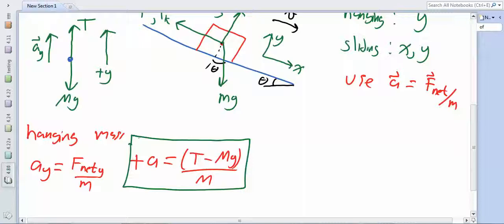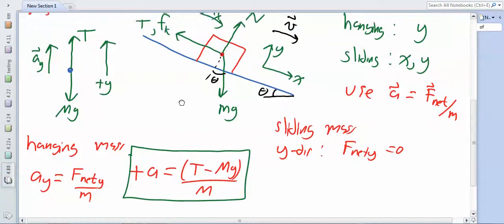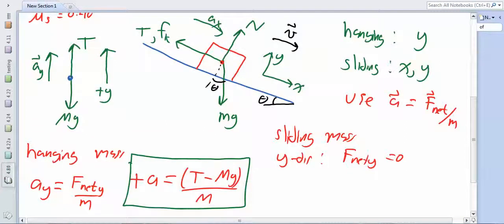So for the sliding mass, in the y direction, the net force is going to be equal to 0 because there's no motion in the y direction. That would tell us that, if I move my paper down just a little bit so we can see that whole force diagram, we would have the normal force minus the shadow of the weight in the y direction, which is little mg times the cosine of theta, equals 0.